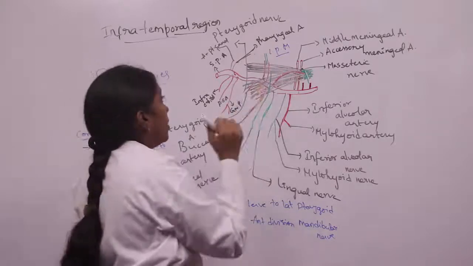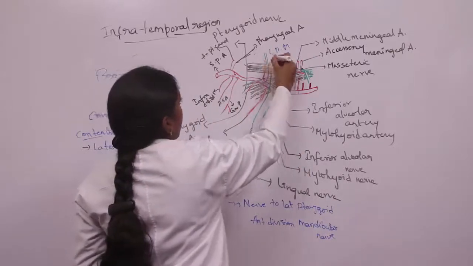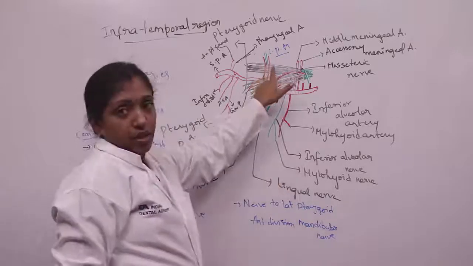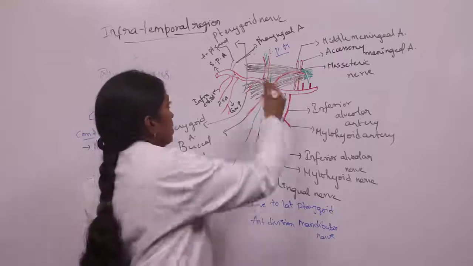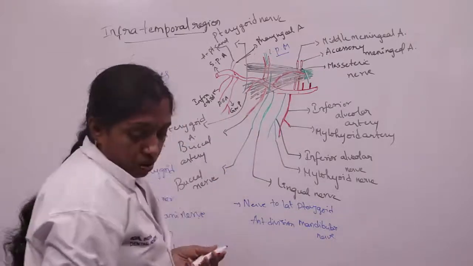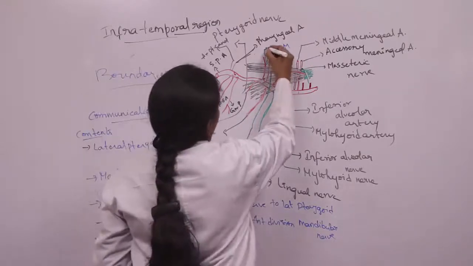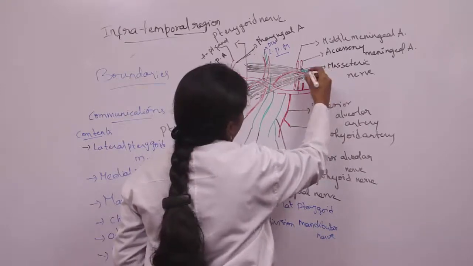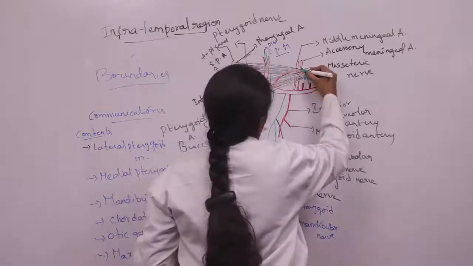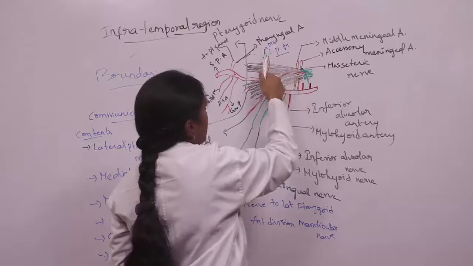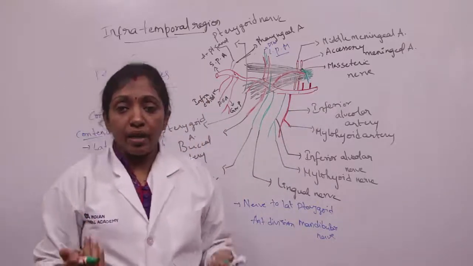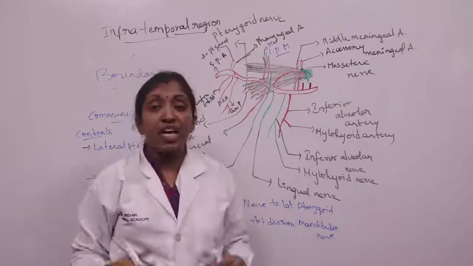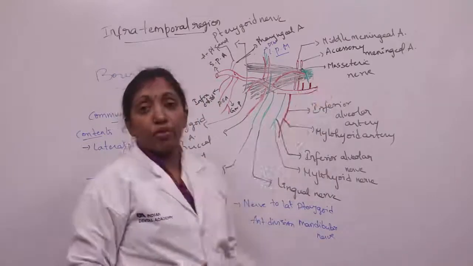Coming to the structures emerging from the upper border, we have deep temporal arteries and deep temporal nerves. Here I have represented the nerves with the green color instead of yellow color. So these green ones are the deep temporal nerves, and these are the deep temporal arteries, and also here we can see the masseteric nerve. So the structures emerging from the upper border are deep temporal vessels and nerves, and also the masseteric nerve. The masseteric nerve is a branch of the anterior division of the mandibular nerve which supplies the masseter, and the deep temporal nerves supply the temporalis muscle. The deep temporal arteries are branches of the second part of the maxillary artery. They emerge from the upper border of the lateral pterygoid muscle.